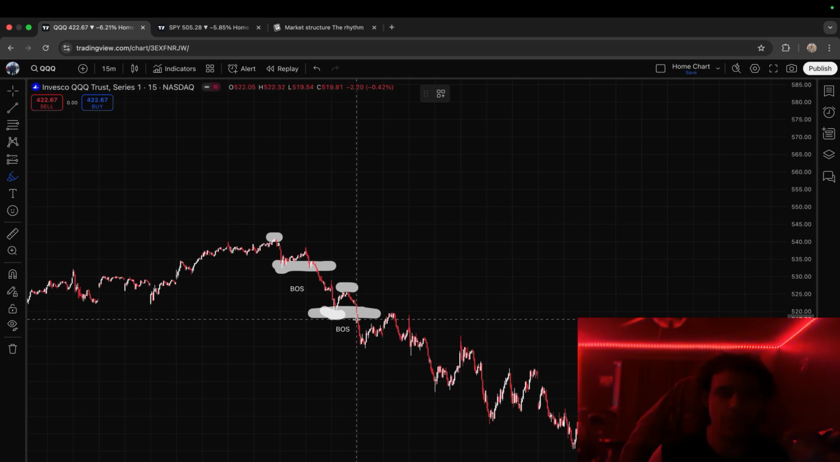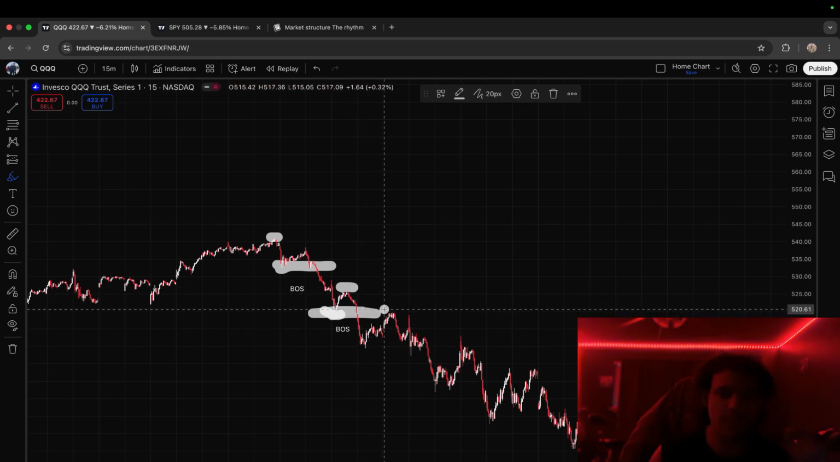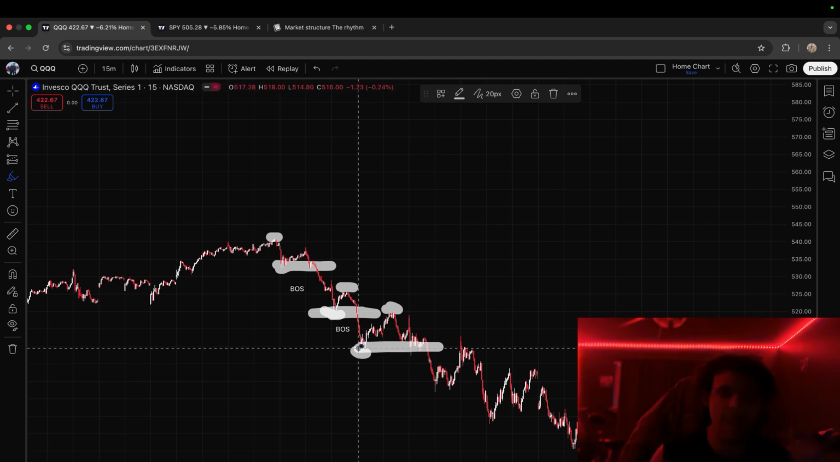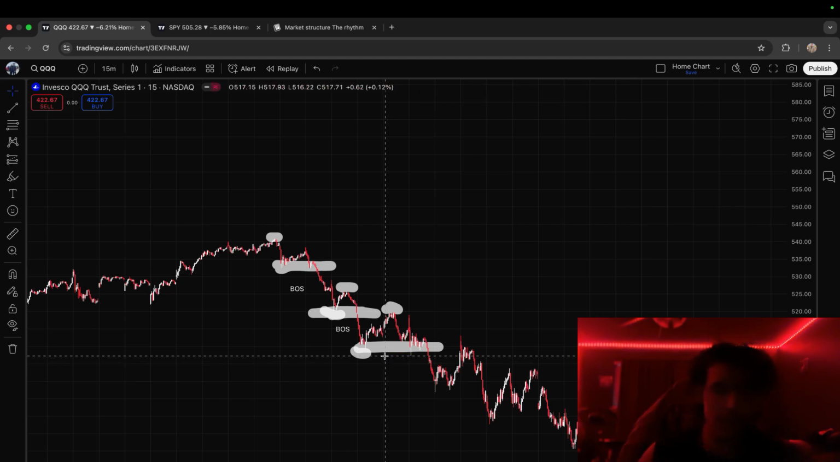So let's do one more example. We broke structure. We have another high, another lower high, and another lower low. So where do we break structure again? Breaking our last low following the trend. Well, our last lower low is right here. We broke that last low following the trend. So that means right there is our break of structure, right?